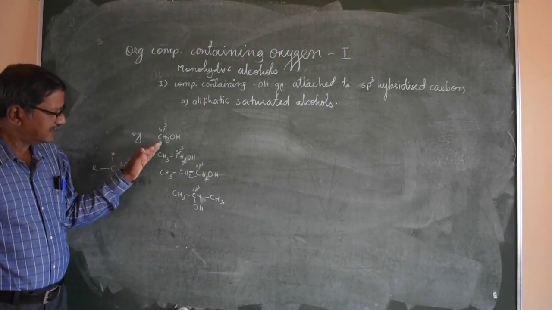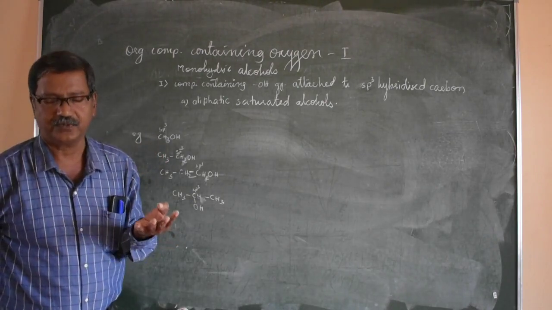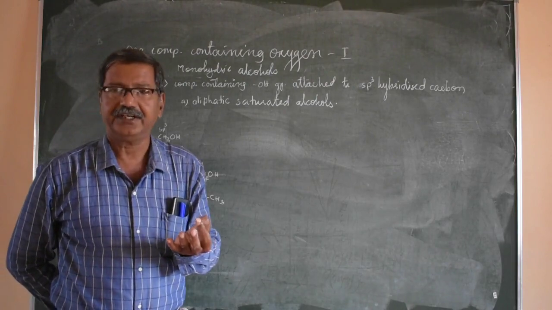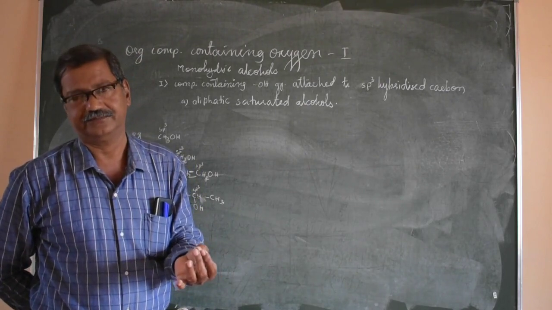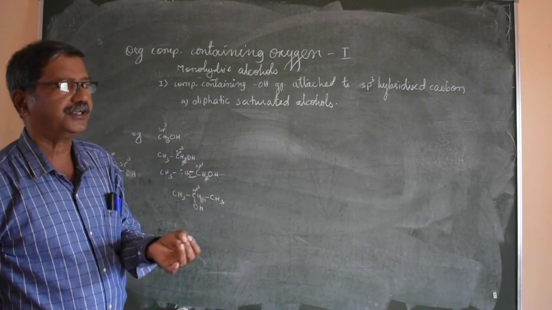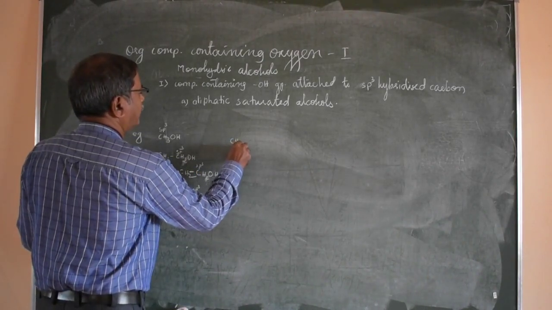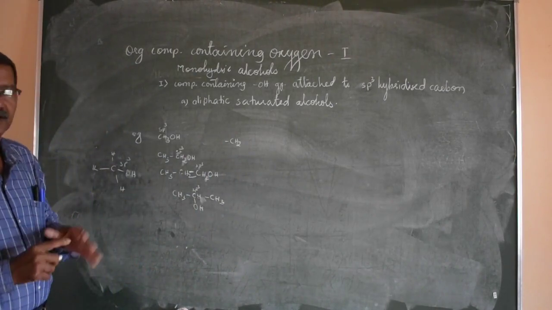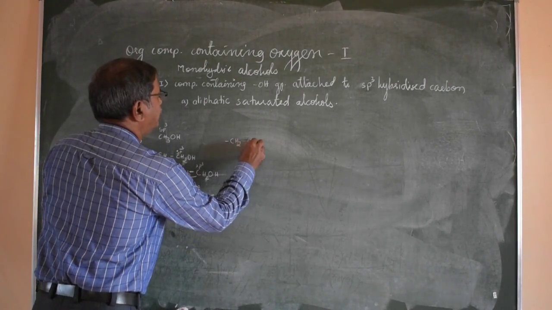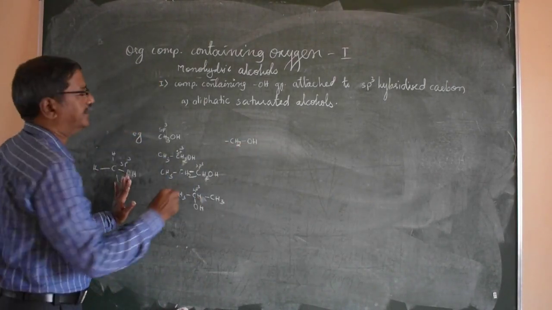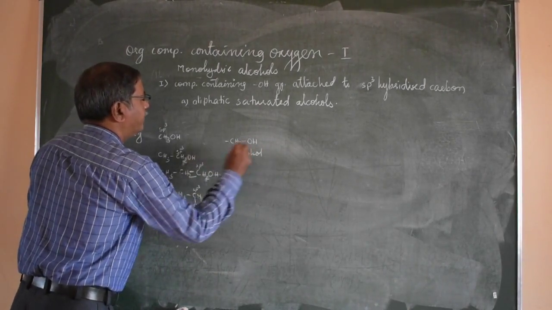Now, we are classifying aliphatic saturated alcohols into primary, that is 1 degree alcohol, secondary, 2 degree alcohol, and tertiary, 3 degree alcohol. As we studied even in the haloalkanes, this is called primary, 1 degree. So the CH2 or primary carbon is attached to the OH. So that is 1 degree alcohol. I think you have followed what is meant by primary.